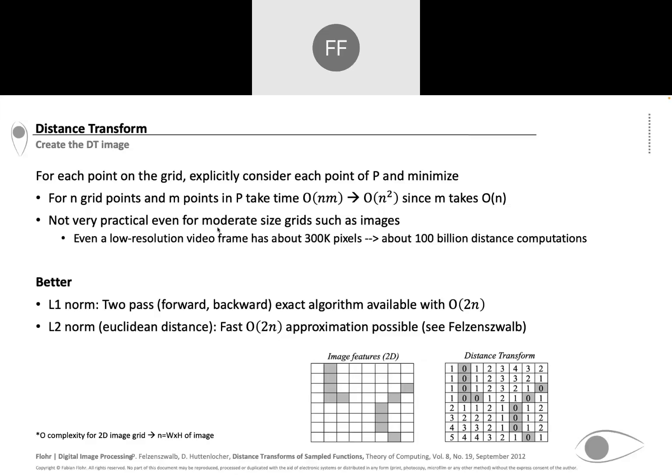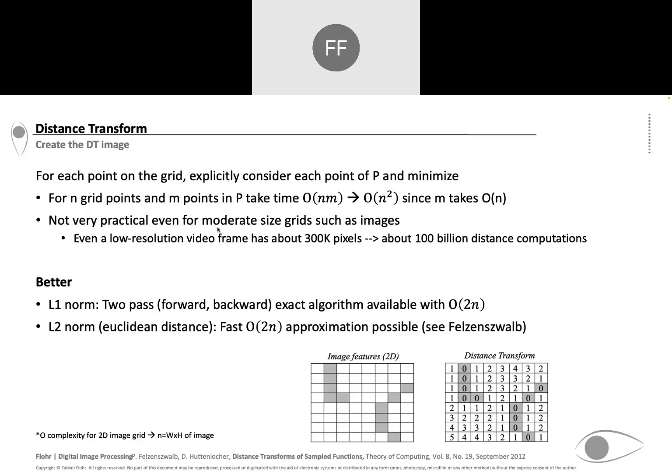That's why you have here a 2. If you would apply the Euclidean distance, well, then you would have a square root of 2 here, which would correspond to the L2 norm. There are fast algorithms available to calculate that, basically. So they are running basically with O of 2 times n, where n basically is your quadratic image.